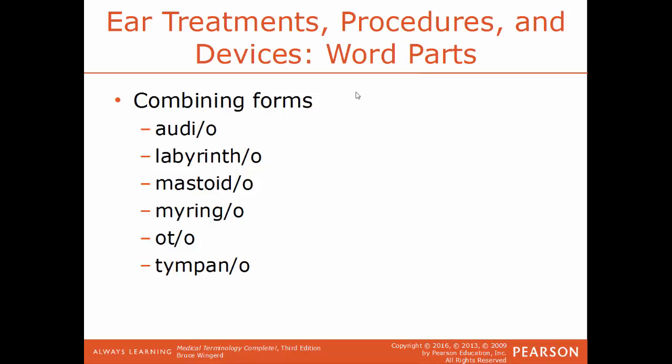And the word parts, we'll start with some combining forms. Audio is a reference to hearing. Labyrintho is a reference to the chambers of the middle and inner ears, the labyrinths. Mastoido is a reference to the mastoid process. Myringo is a reference to the eardrum or the tympanic membrane. Oto is a reference to the ear. Tympano is a reference to the tympanic membrane or the eardrum.